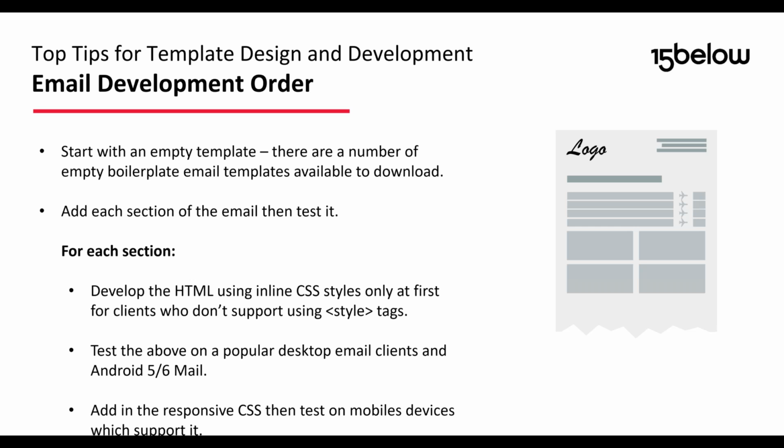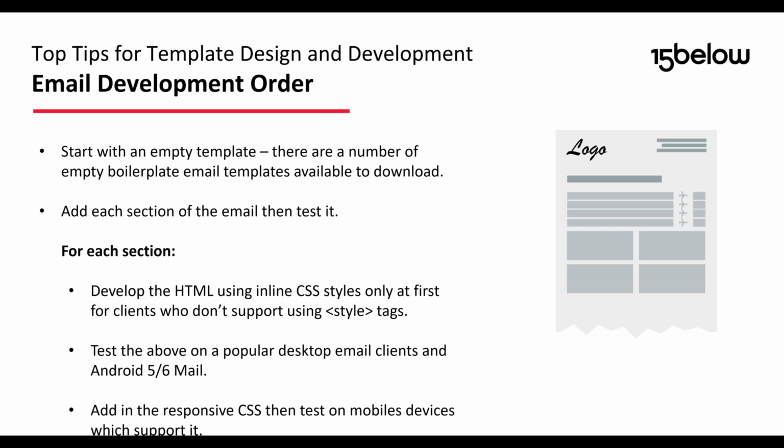So we take the empty boilerplate and we start adding sections as rows of content. For each section, we first develop the HTML using only inline styles. This ensures the template will look okay on email clients which don't accept the style tag in the head section of the template. As each section is added, it is tested on popular desktop email clients, as well as the native Android 6 mail app, to make sure the inline styles work properly.